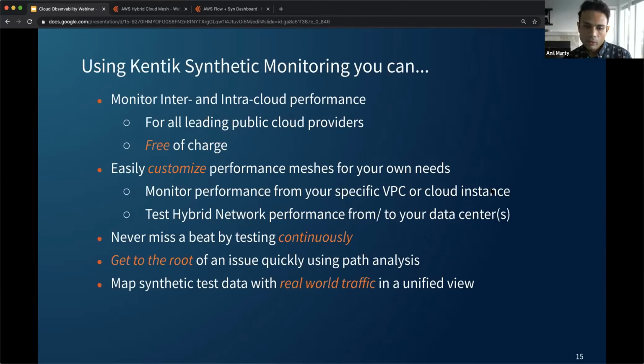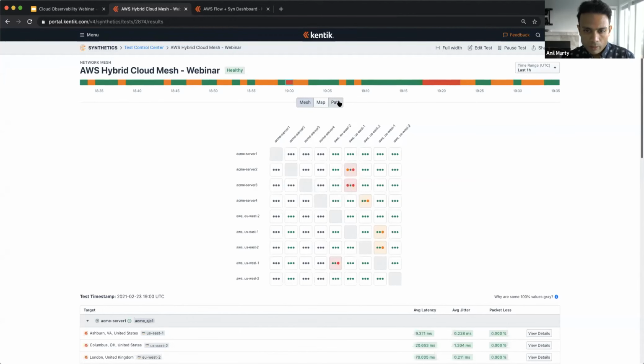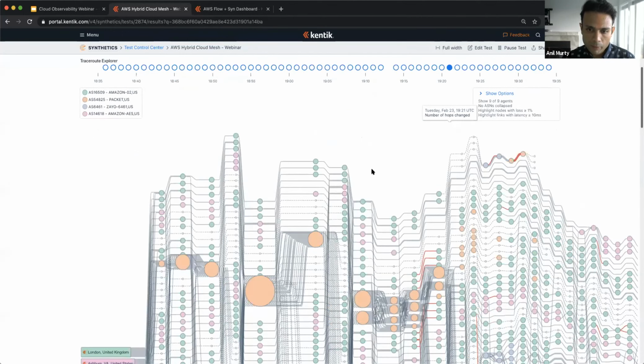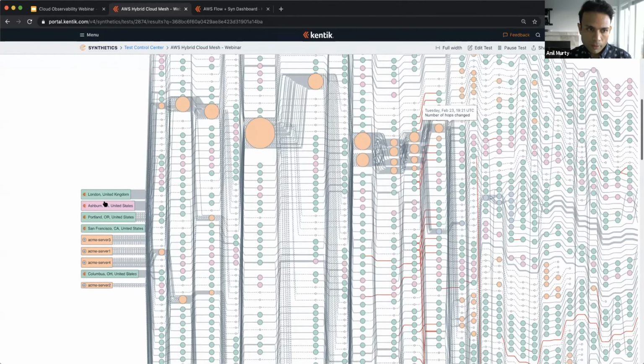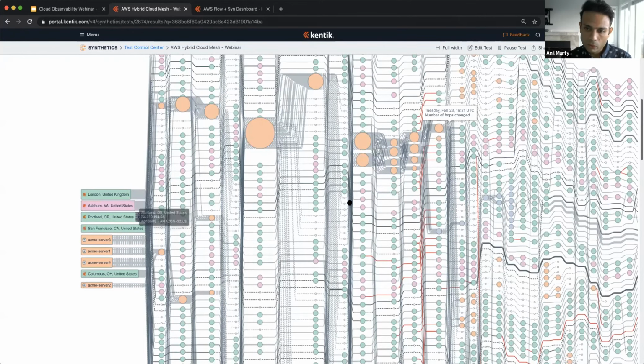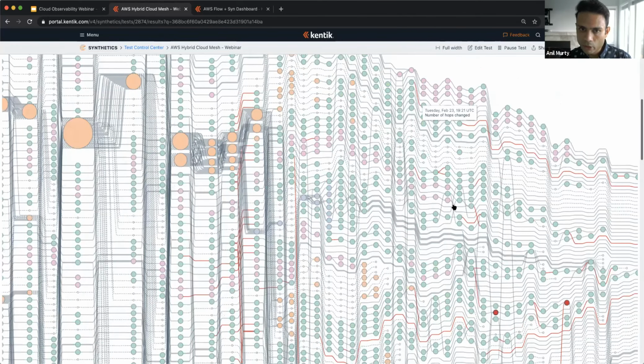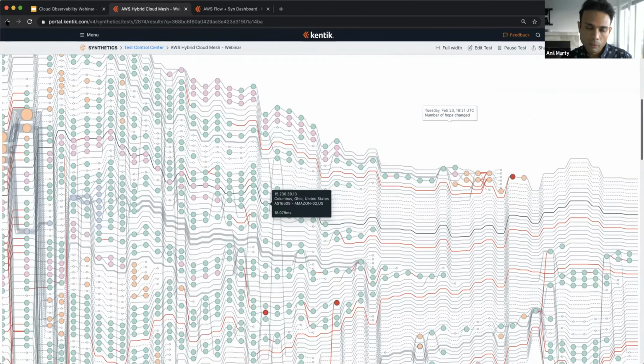Then you can get down to the root of a cause using path analysis, which I actually forgot to show you. So I'm just going to pop back in here. The other thing we do here is show you a pretty rich path experience that shows each of the agents going through various network nodes along the way. This is a really complex one because there's a lot of points in this. But you can choose to just go down to one single portion of these tests.